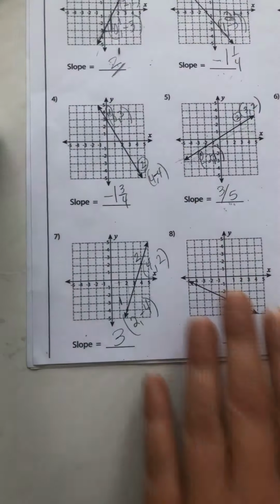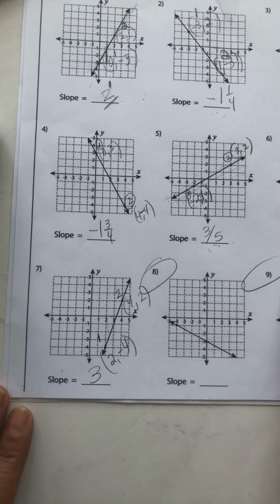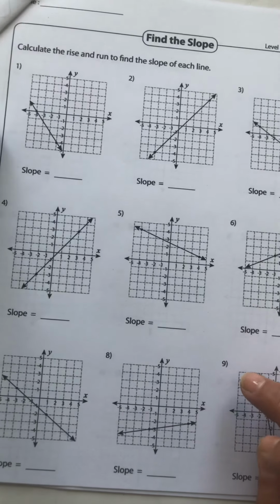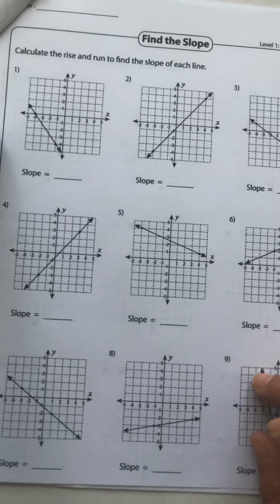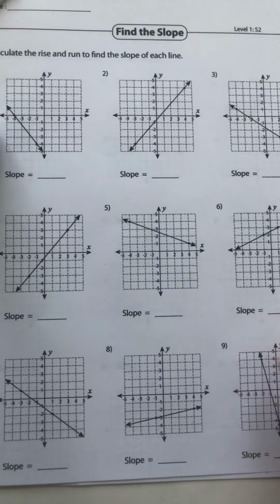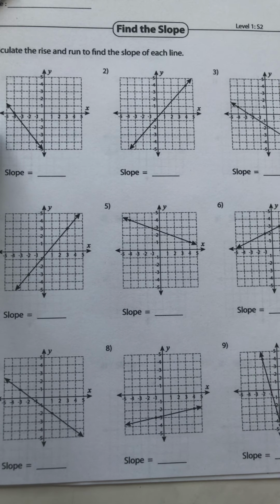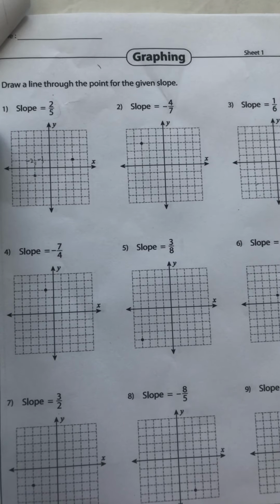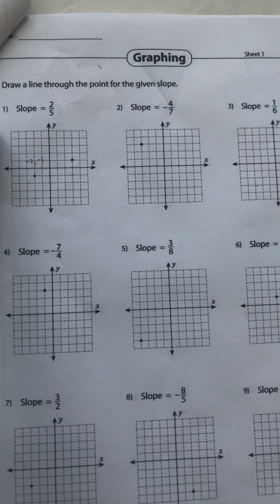All right, so go ahead and do the rest of these, 8 and 9. And then why don't you go ahead and do these. It shouldn't take you very long. And it's just really good practice for using this equation. Do all of these. And then that brings us to this last one, which is using the slope and 1 point to actually graph lines on a coordinate grid.